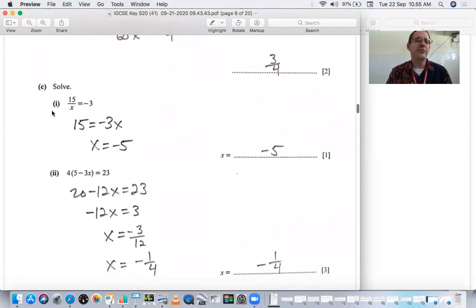Here we have solve. 15 over x equals negative 3. Multiply the x to the other side to get rid of the fraction. Divide by negative 3, and x equals negative 5.